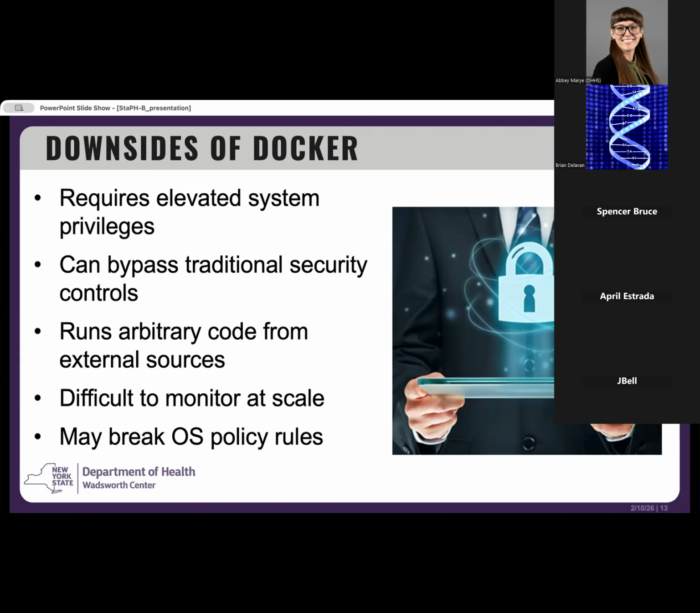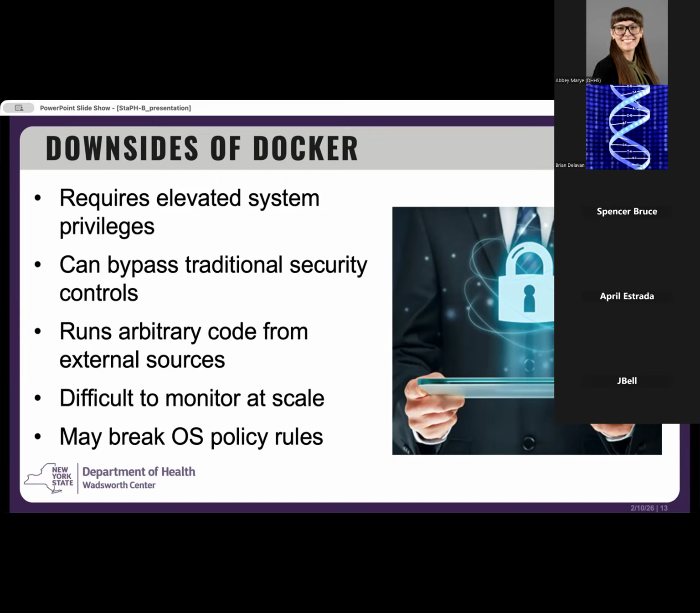So at scale, monitoring container activity can be pretty challenging for IT departments. Traditional monitoring and auditing tools may not integrate cleanly with containerized workloads. Since Docker can conflict with operating system policies designed to restrict behavior, this can make Docker essentially a no-go for many IT departments out there. So these concerns are not a criticism of Docker, really. They're reasons why many organizations say no to it or place limits on it.